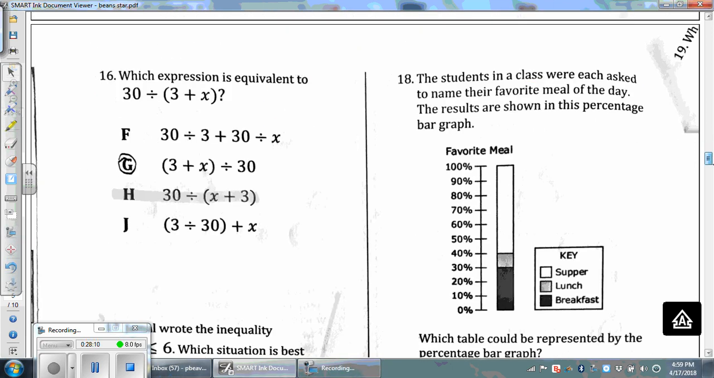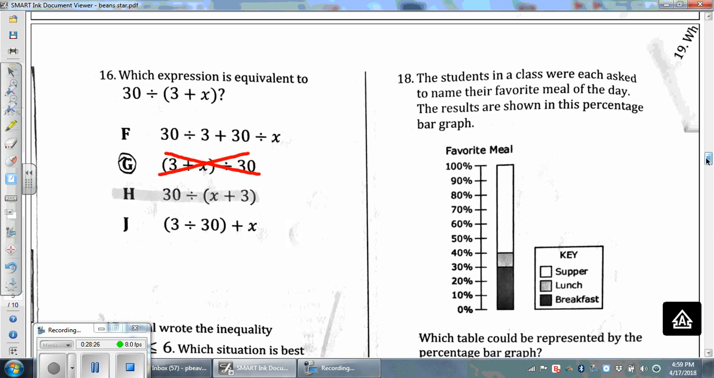Okay, number 16. It says, which expression is equivalent to 30 divided by 3 plus x? This one is not true because division is non-commutative. What I mean is that if you change the order, you will not get the same result. Why? Because when you change the order in division, you're changing who's the divisor and who's the dividend. So who is the one being divided and who is the one performing the division? That's the divisor. When you change the order, you're changing that completely. And so that's why G is incorrect.